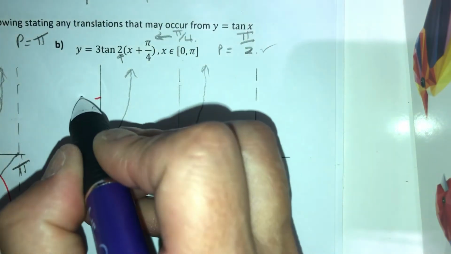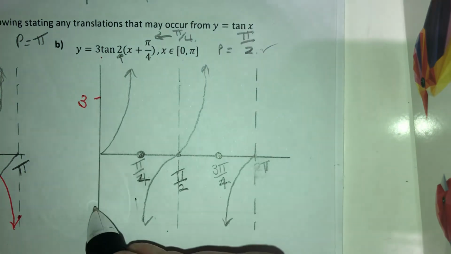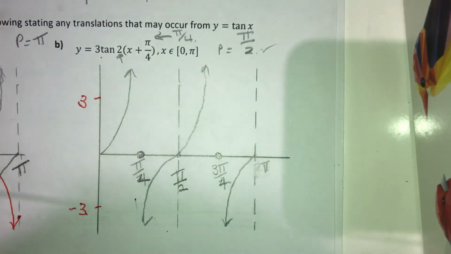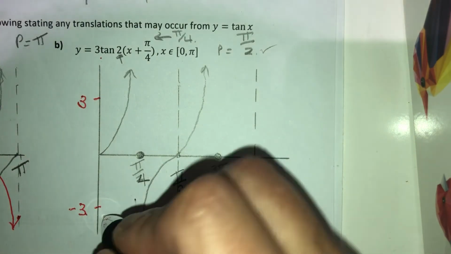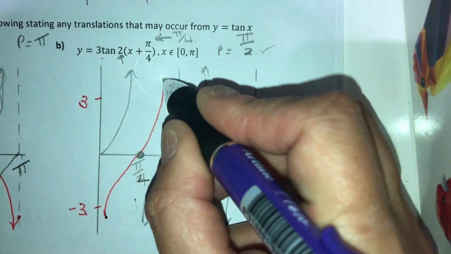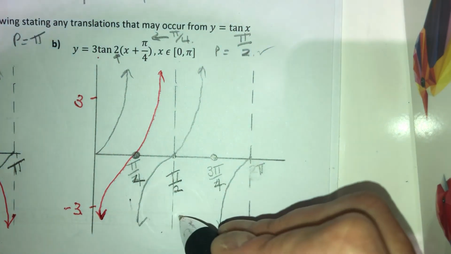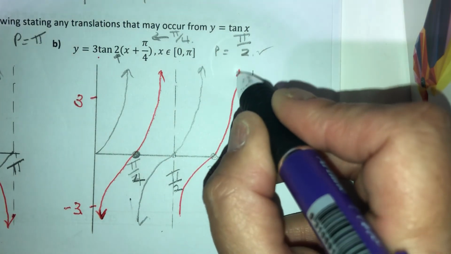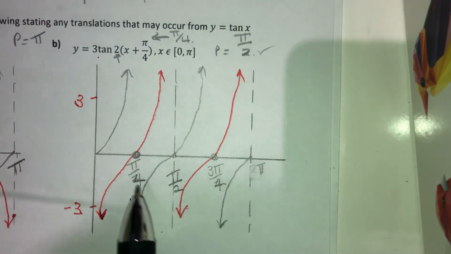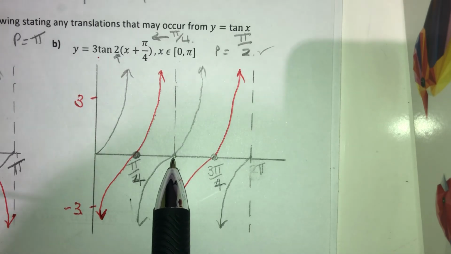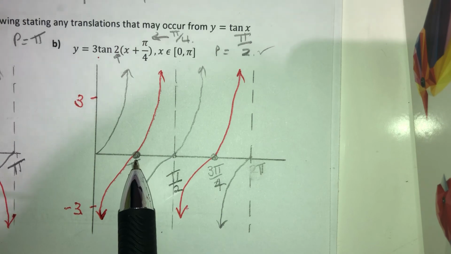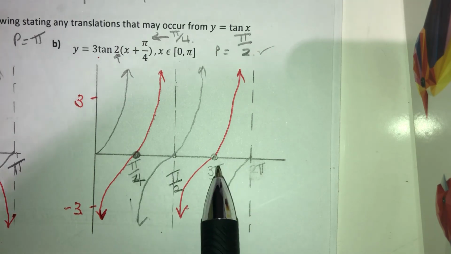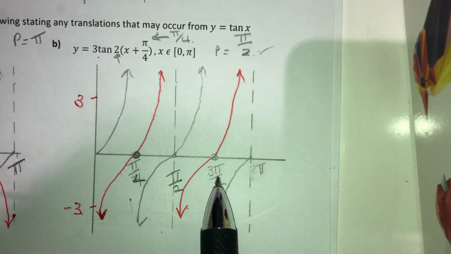We're going to have a 3, because that's our amplitude, and a -3, and bringing the graph back is going to mean that it will look something like this, with the main points being that we go through. Now, instead of going through pi on 2, we are going to go through pi on 4, and we are going to go through 3 pi on 4.